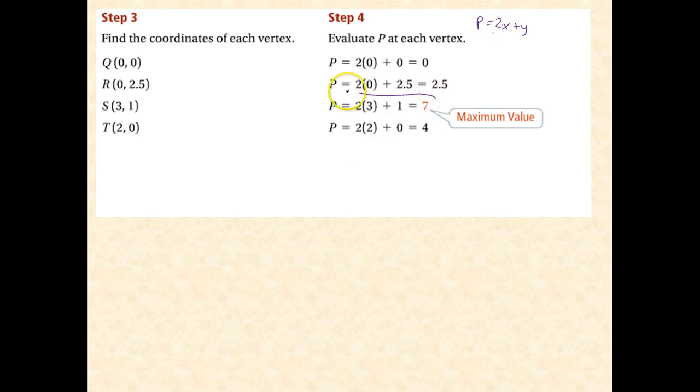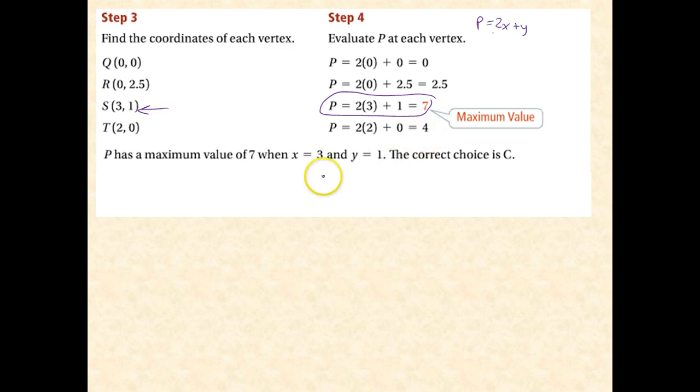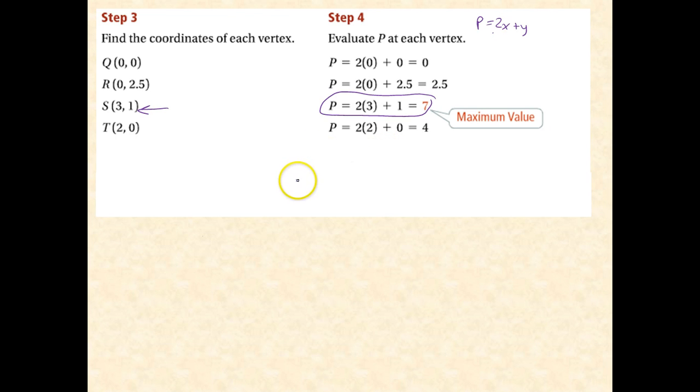We get our maximum value at the point (3, 1), and our maximum value is 7. So p has a maximum value of 7 when x equals 3 and y equals 1. The correct choice back here on multiple choice land was C.